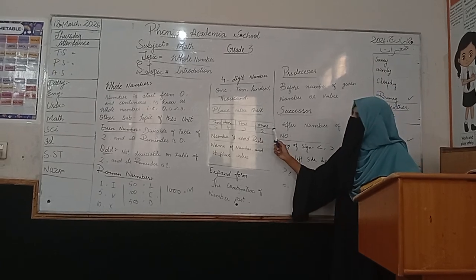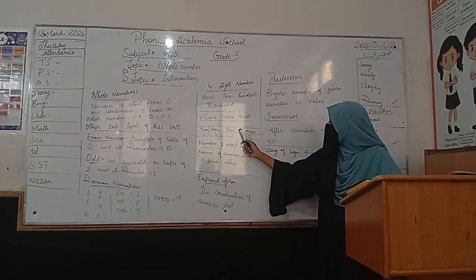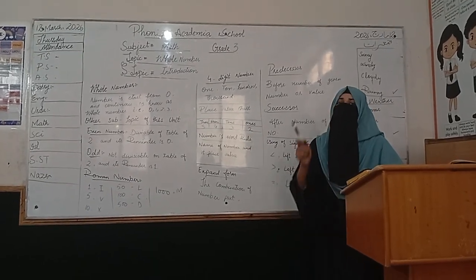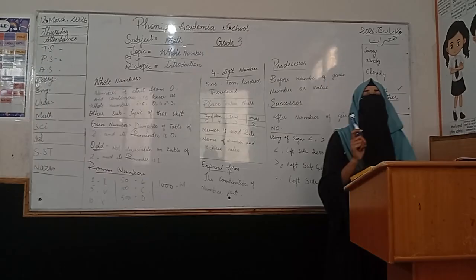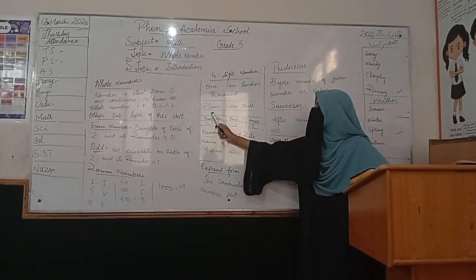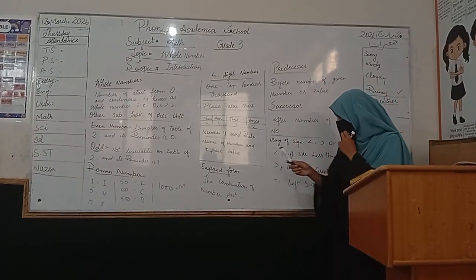For example, if the ones place has a 2, the value of 2 is 2. But if the tens place has a 3, the value of 3 is 30. The value of 4 is 400 because 4 is at the hundreds place, and 5 is at the thousands place. It means that the value of 5 is 5000.